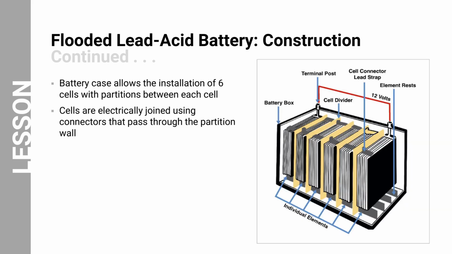Flooded lead-acid batteries aren't single units, but rather a collection of cells working together. Imagine a box divided into sections, each section holding a mini battery, or cell. These mini batteries are connected by straps that go through the walls separating the sections. This allows them to act like one bigger battery with higher voltage.